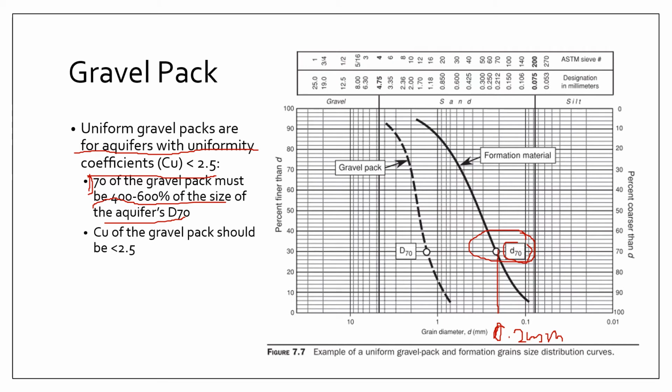So the D70 of your gravel pack should be around 4 times or 6 times of that 0.2 millimeters. So we need a gravel pack that is sized around 0.8 to 1.2 millimeters. All right. So if we look at here, the gravel pack D70 is actually around, let's say, 1.05 millimeters, which is within this ideal range.